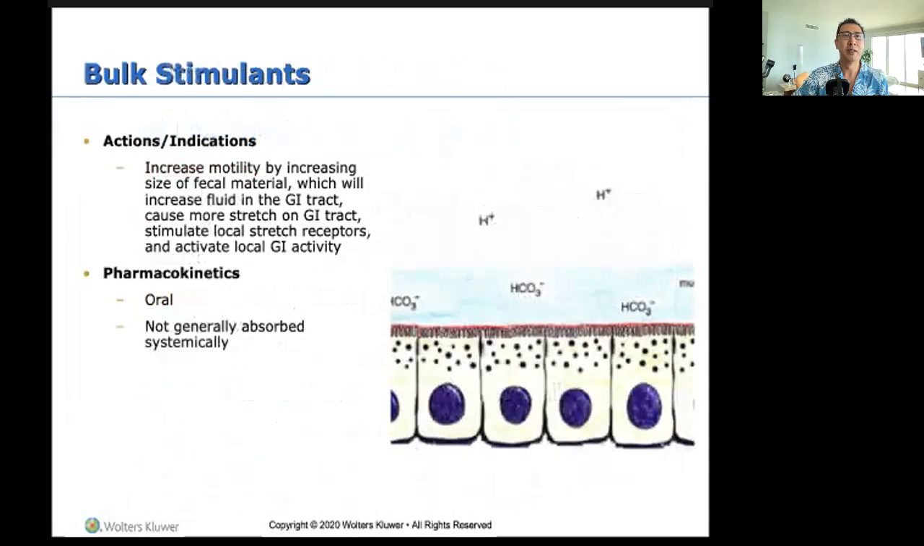Next is bulk stimulants. As I said before, it doesn't make it big. It means they have the affinity for water, making them flow into the GI tract easier. These are mainly used for immobile patients, your patients on a vent, your stroke patients, bedridden patients. This is what they prefer.